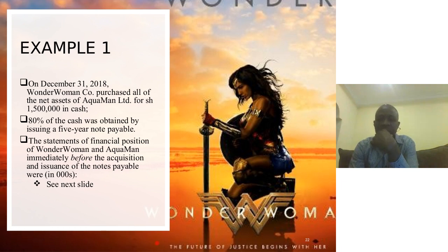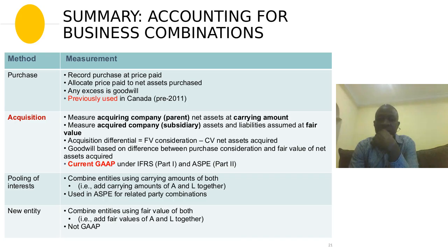So before we look at this example, I want us to look at an external video just to illustrate what we are talking about.